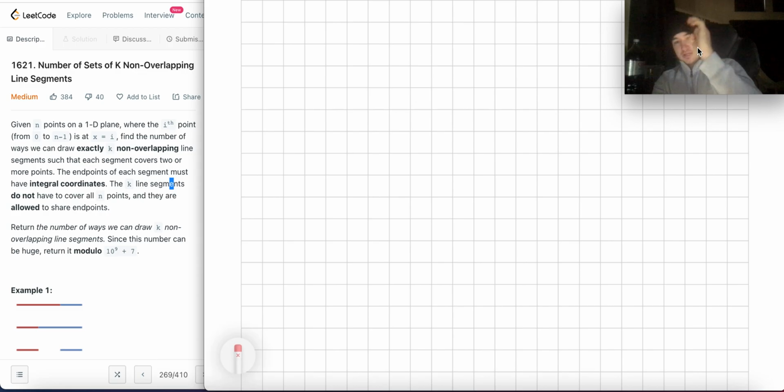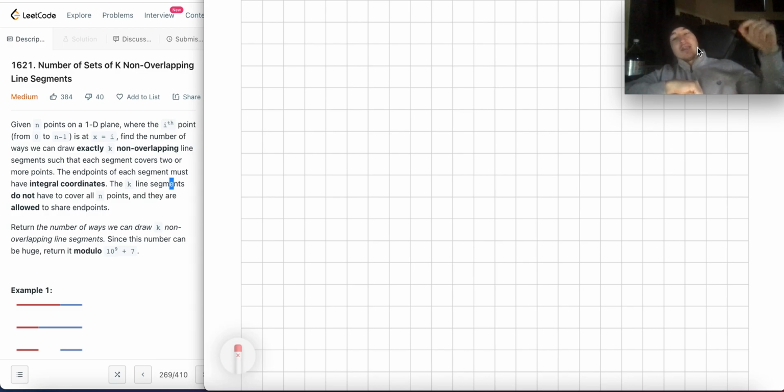Okay, so you have to place lines at integer points, right? You can't place a line at 2.5 and 3.5. It has to be on 2 or 3. The ends of the line have to be placed on integer points. The k line segments do not have to cover all endpoints, okay? So there can be gaps in the space that you fill, and they are allowed to share endpoints.